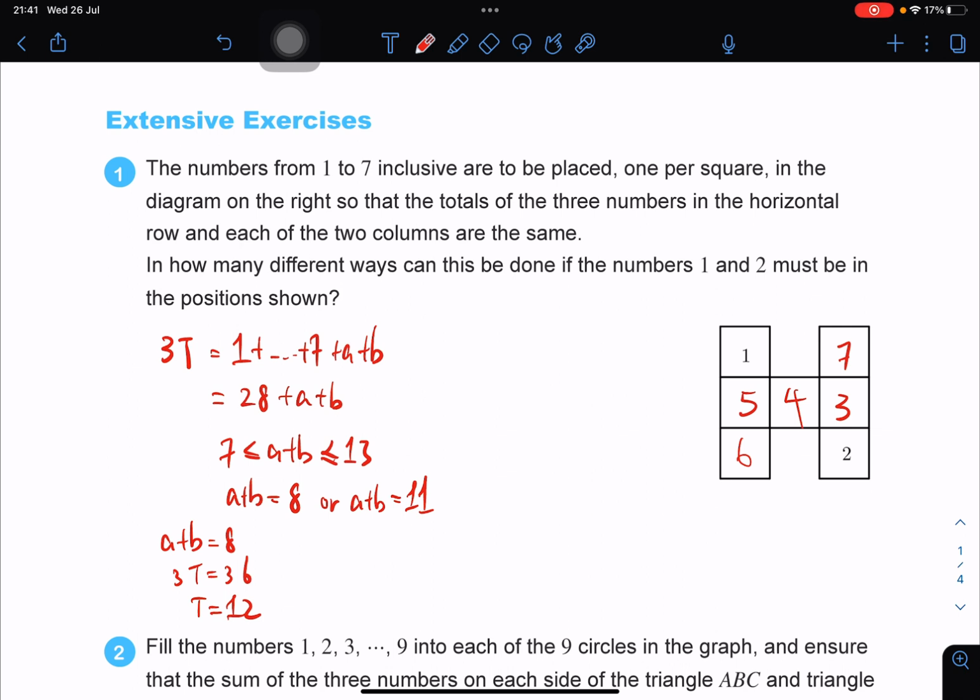And if I am swapping the 3 and the 5, of course, I don't have an 8 to be put there, right? So it means that this is working and there is one way to do it.